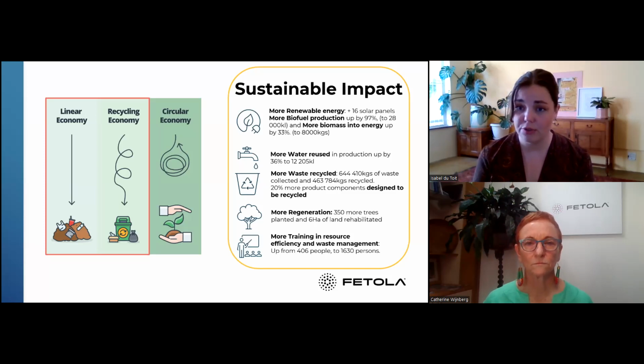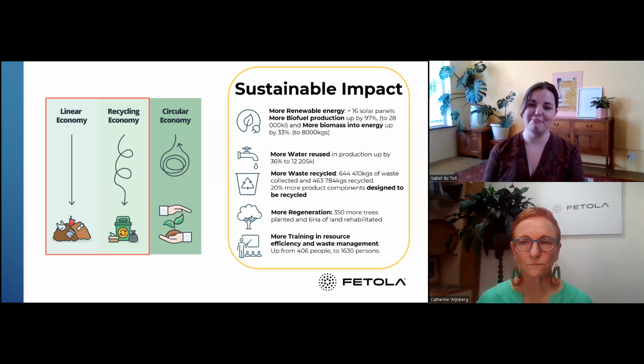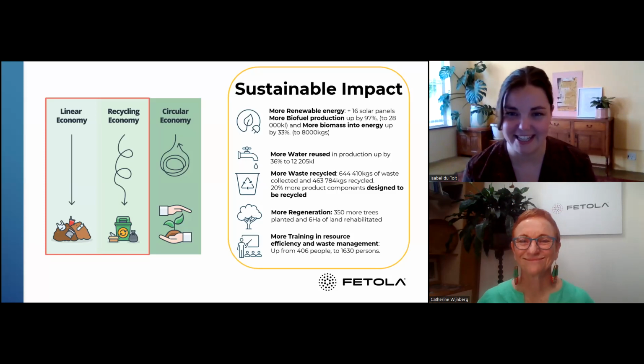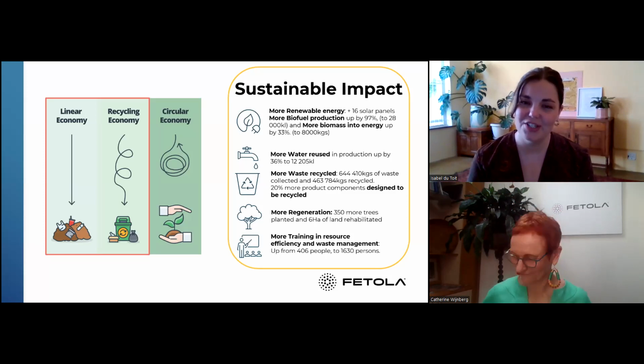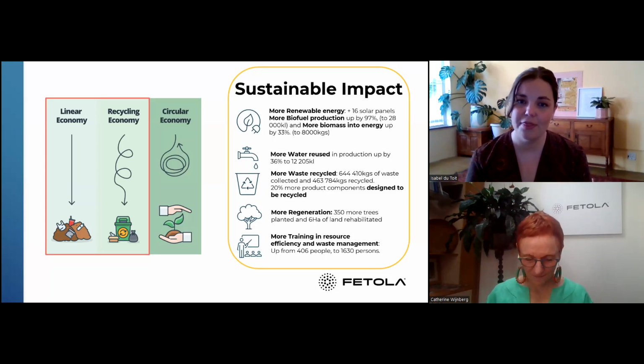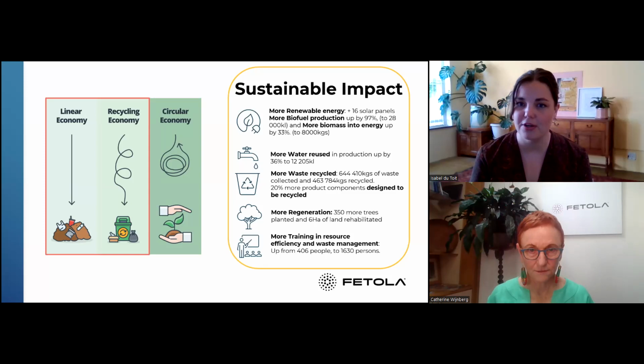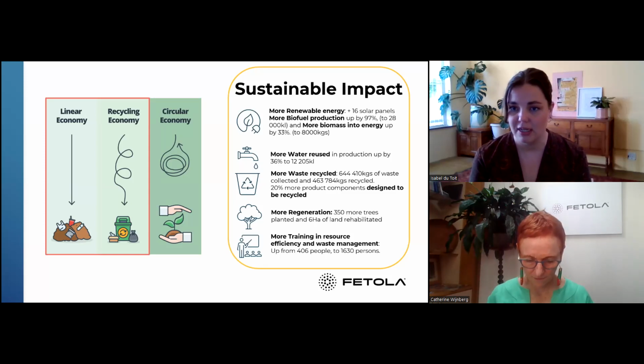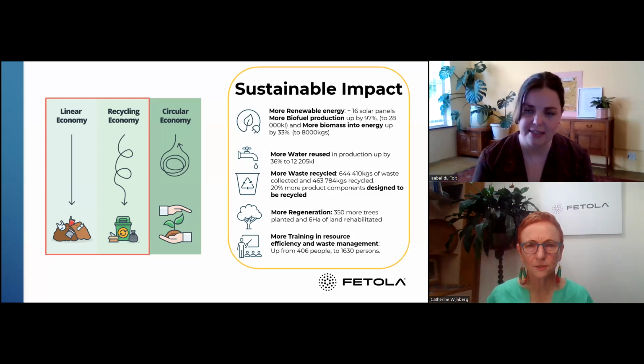More water was reused within these businesses. This production went up by 36% to 12,205 kiloliters. More waste was recycled, and this is a huge number. Earlier, I was reading the number and I thought, I'm going to do some weird things when I read this out loud, but it really did. The businesses managed to recycle 463,784 kilograms of waste, which is just amazing. And 20% more product components were designed to be recycled. That's still an important thing because that waste would have just gone straight to landfill, and now it's at least living in the economy for a while.